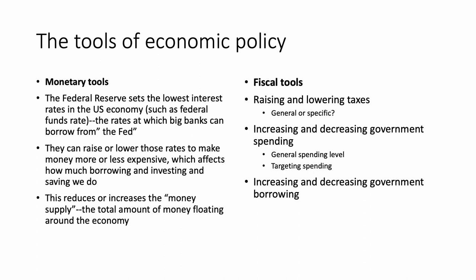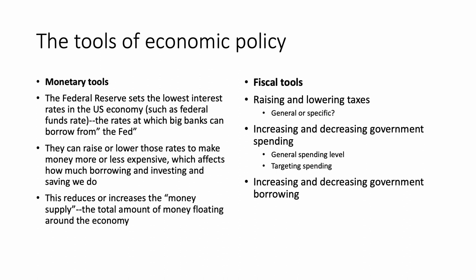So how do they do this? There are two types of tools, one involving the money supply, which we call monetary tools or monetary policy. The Federal Reserve sets the lowest interest rates in the U.S. economy. Those are the rates at which the biggest banks can borrow from the Federal Reserve. The Federal Reserve can raise or lower those rates to make money more or less expensive, and that affects how much borrowing we do. Raise interest rates, people don't borrow, so there's less money in the economy. If they lower interest rates, it's easy money. You can borrow money cheap. Then people take out loans, they start businesses, they buy houses, and so on. Lots of economic activity. The economy grows.